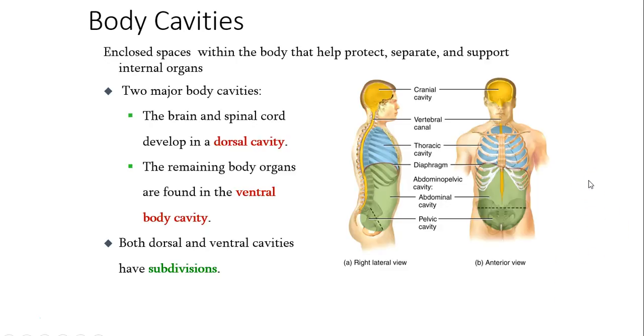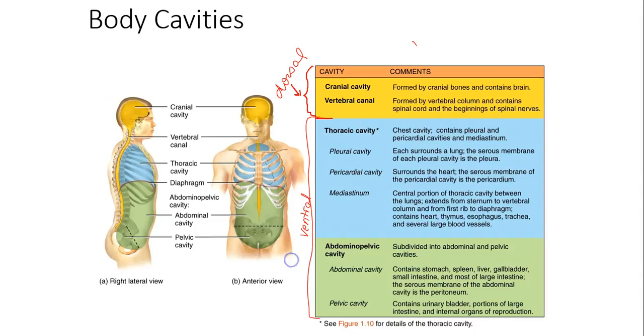Body cavities are enclosed spaces within the body that help protect, separate, and support internal organs. Your internal organs are located in cavities. There are two major body cavities. This yellow one here is the dorsal cavity, and the brain and spinal cord develop in that cavity. The remaining body organs are in the ventral body cavity that you can see in blue and green here. And both the dorsal and ventral cavities have subdivisions.